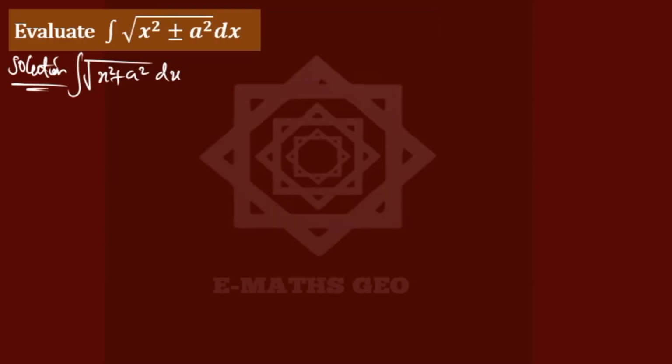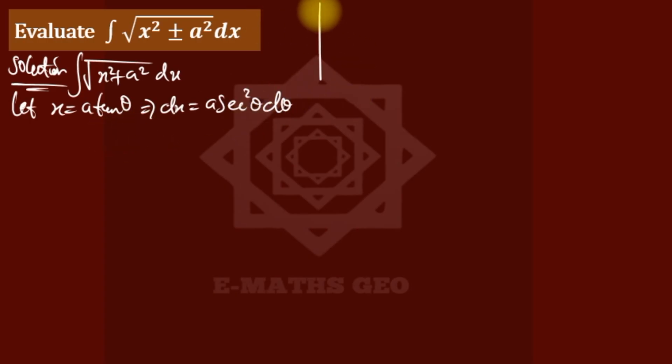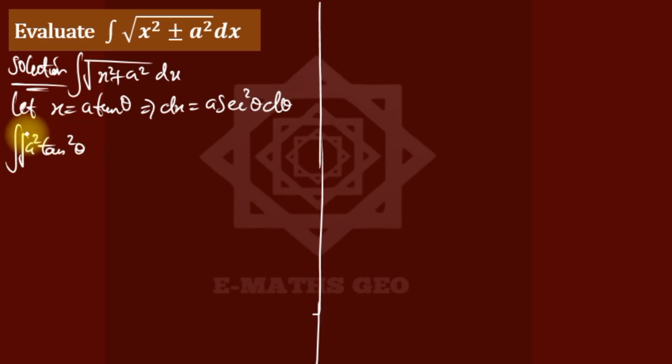So let's substitute. We'll let x equal a tan theta, since we have plus. If we differentiate dx over d theta, the derivative of tan is sec squared theta. So dx is a sec squared theta d theta. Now instead of this, we have a squared tan squared theta, because that's our x squared plus a squared, and instead of dx, we have a sec squared theta d theta.